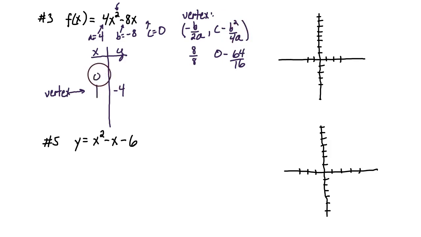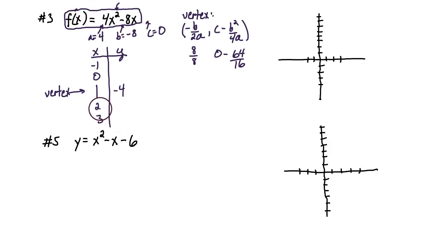I'm going to choose 0 because it's to the left of 1, and then negative 1. Then I'm going to choose 2 because it's to the right of 1, and then 3. And I'm going to plug these numbers into our original equation to find our f of x values.